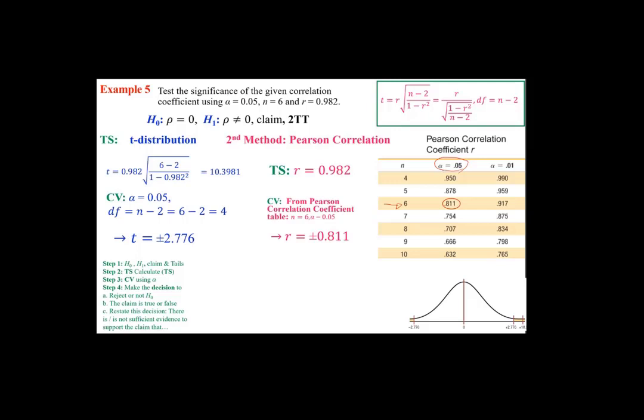Look at the second method. The numbers we got as critical values are 0.811 and negative 0.811. Test statistic is 0.982, class. It's way into the rejection region. Rejection region, everybody. So I hope that's clear.